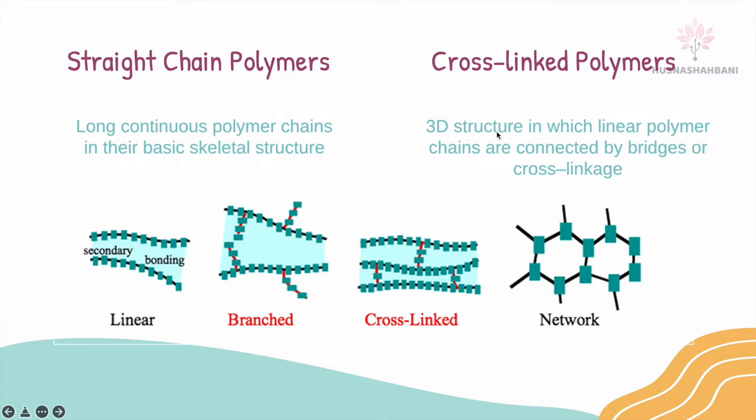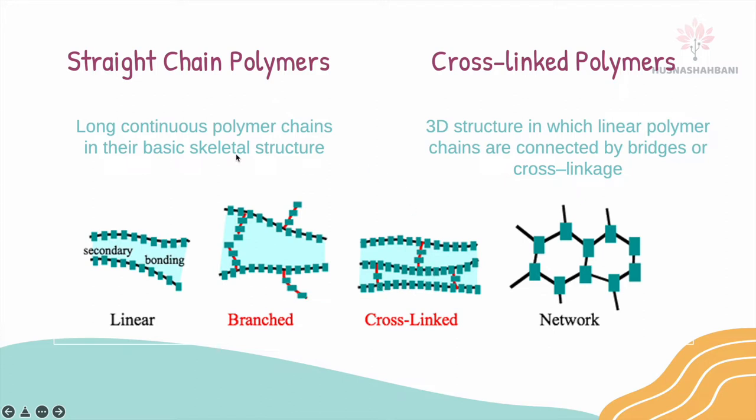Cross-link polymer is a 3D structure in which linear polymer chains are connected by bridges or cross-linkages. So one long continuous straight chain is connected by a bridge. This bridge links together the long polymer with one more long polymer, and this long continuous polymer links together with another long continuous polymer. So this is what we call cross-link polymer.